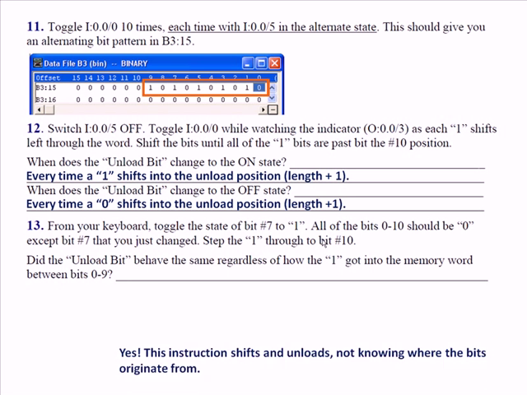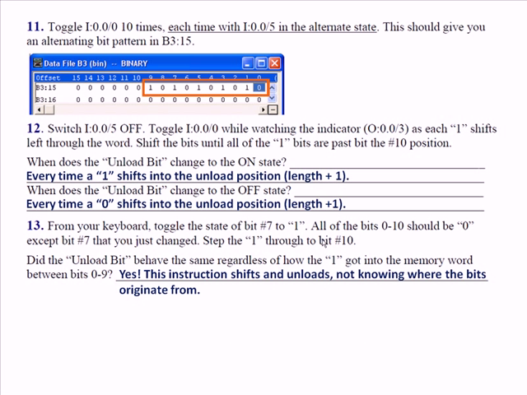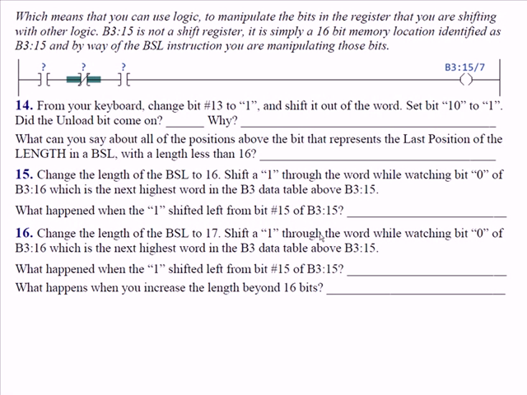Yes, the instruction shifts and unloads not knowing where. The question was, I messed the question up. Did the unload bit behave the same regardless of how the 1 got in the memory word? Yes, it behaves the same. This instruction shifts and unloads not knowing where the bits originate from. Which means that you can use logic to manipulate the bits in the register that you are shifting with other logic. So it doesn't matter how you change the bits shift.